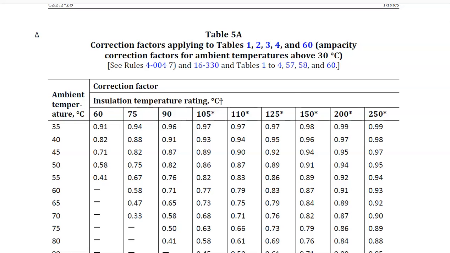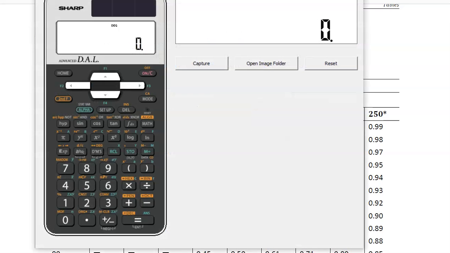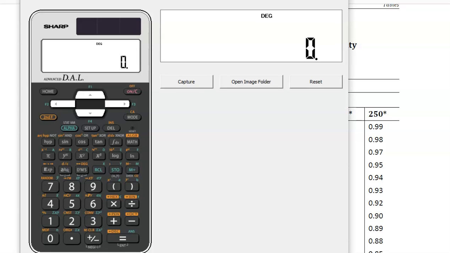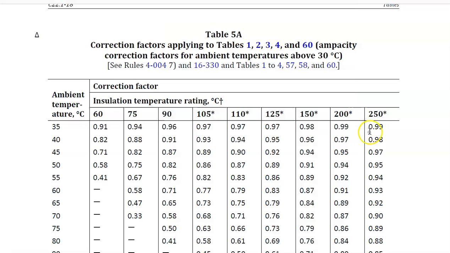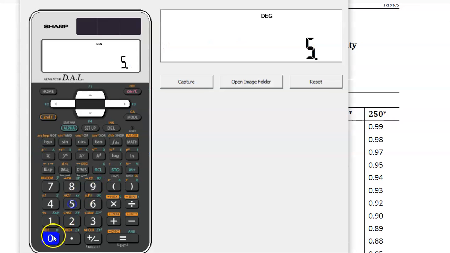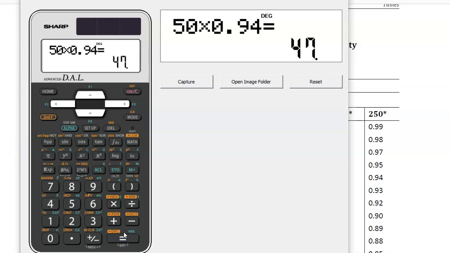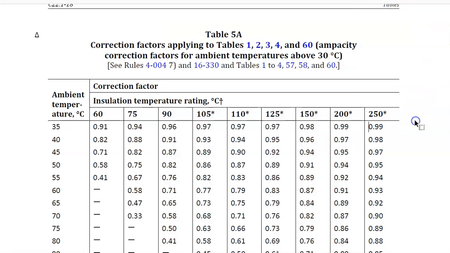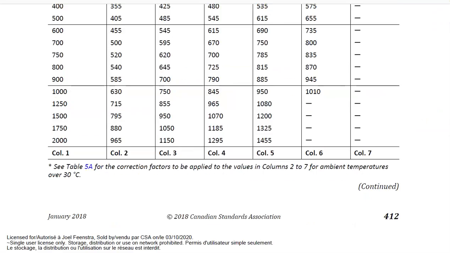Well, we would have to use this multiplier. I'm just going to pull up a calculator here. We'd use this multiplier of 0.94 right over there for the actual ampacity. So that wire was rated for 50 amps times 0.94, which tells me that I can only carry 47 amps. So I could not be using that number 8 if it was over 30 degrees. If it was between 30 to 35 degrees, we would not be able to utilize the one that we had there before. Let's just go back up to it and we'll take a look one more time.